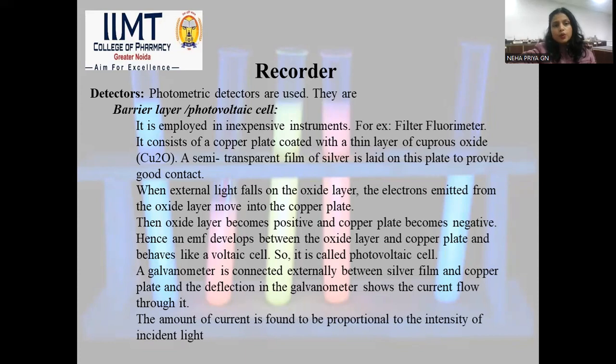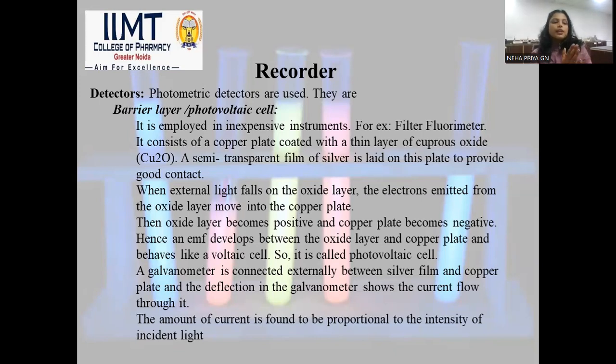The first one is the photovoltaic cell. The second one is the photomultiplier, and the third one you can use is the photocathode. Photovoltaic, you can call it a barrier layer cell. The word itself explains barrier layer. That means there are layers in this, and one layer is working as a barrier. The layer that is working as a barrier here is selenium.